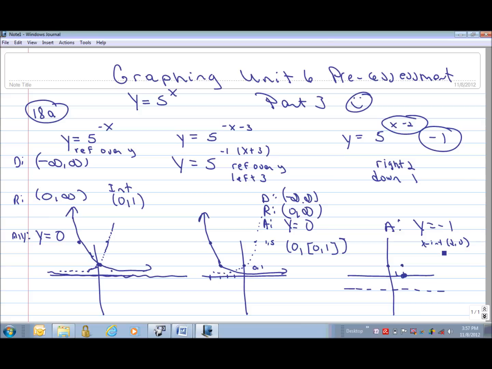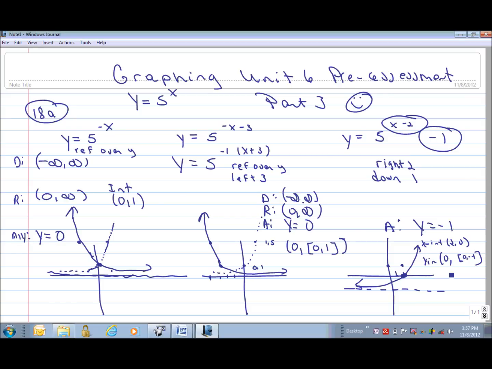Your graph hasn't reflected this time, so it's going to go up on the right and down toward the asymptote. And it looks like your y-intercept is somewhere between negative 1 and 0. So my y-intercept might be at 0, comma, and then I would put brackets in the interval, somewhere in the interval of 0 to negative 1. Oops.